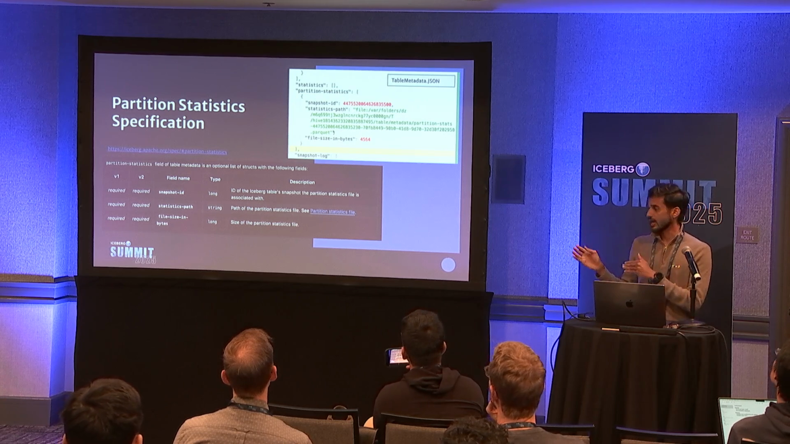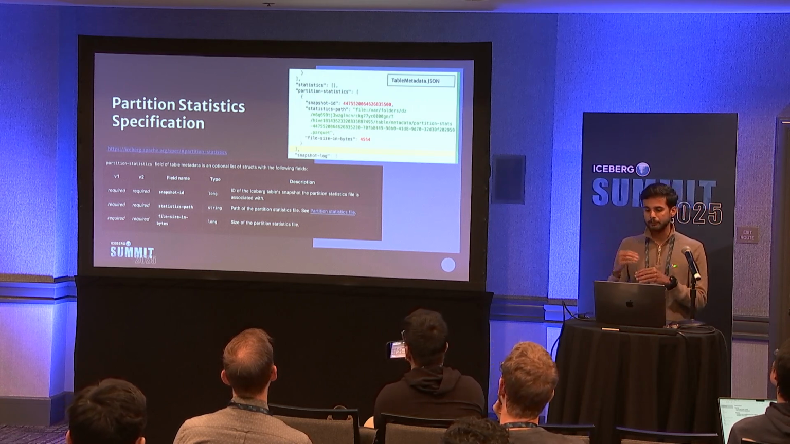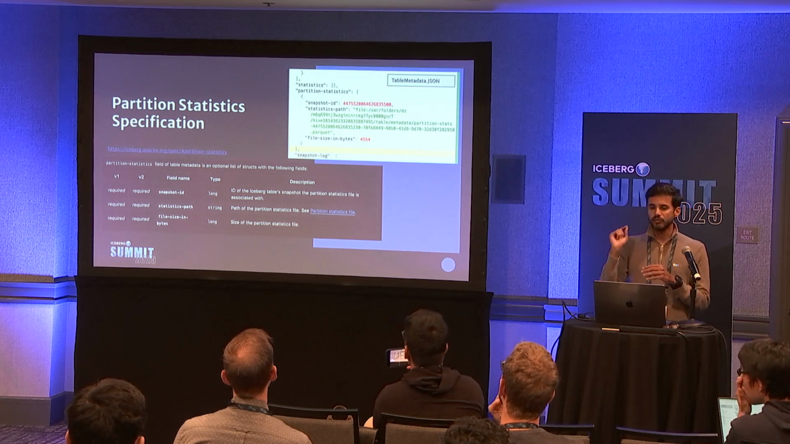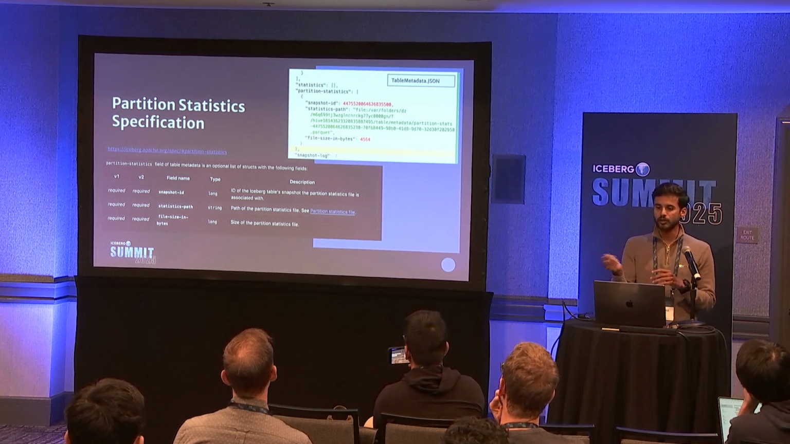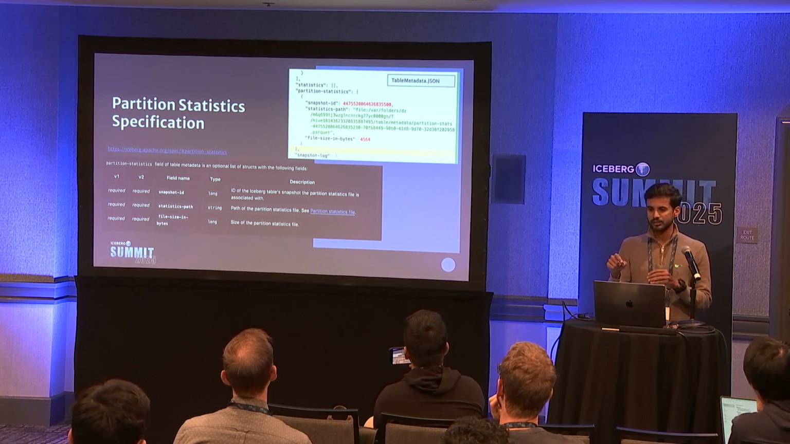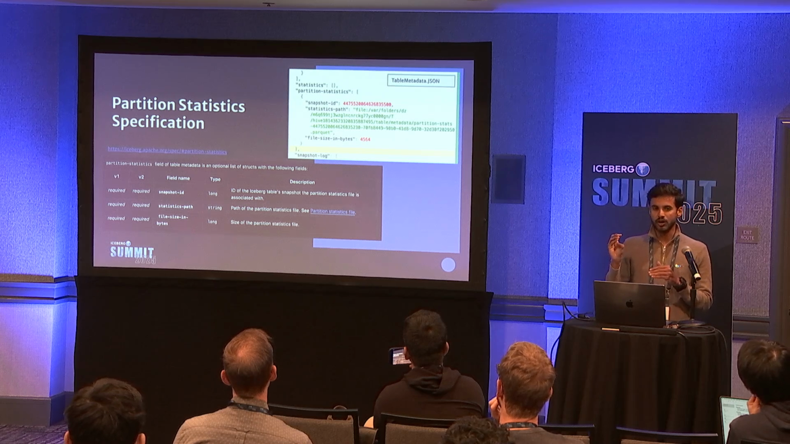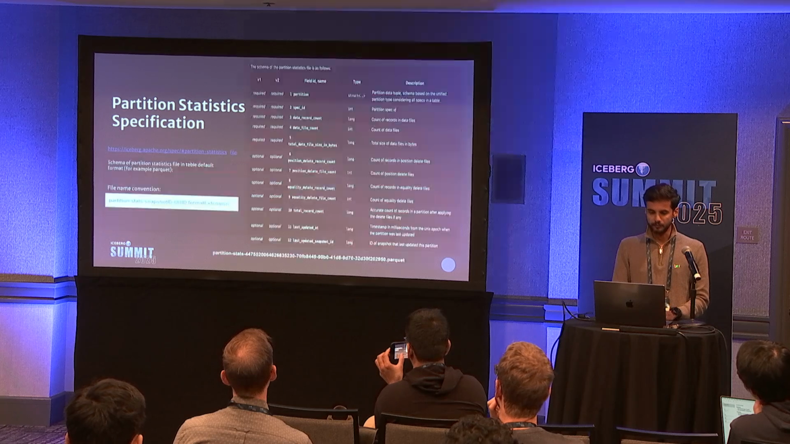Because it is tracked by the table metadata, if you run expire snapshot, whenever that snapshot is expired, it is going to clean up the old partition statistics files. And remove orphan files is not going to clean up this particular file because it is tracked by the table metadata.